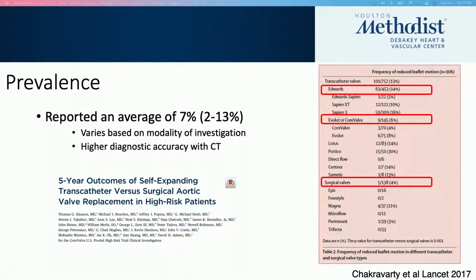It's more common in Edwards valves with 14% prevalence, and less common in Evolut Core valves with a prevalence of 6%. For surgical valves, overall the prevalence is lower, and it's reported to be 4%. Interestingly, there was a study published as a 5-year outcome in patients who got self-expanding transcatheter valves, and that study, only using echocardiogram data, only showed 0% of transcatheter thrombosis.